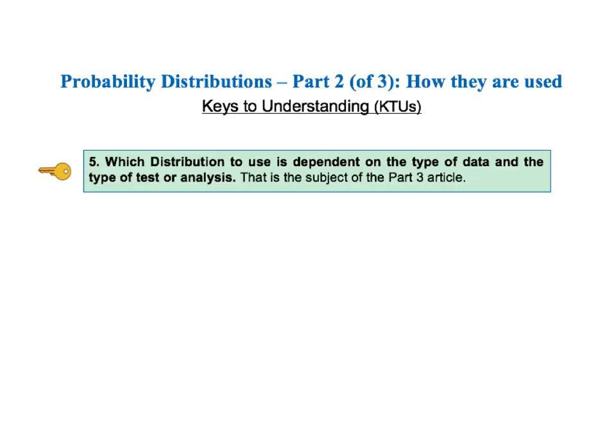The final key to understanding says which distribution to use is dependent on the type of data and the type of test or analysis, and that is the subject of the Part 3 article. We said earlier that certain distributions would work with discrete or count data, others work with continuous data, and others work with both. You could use some distributions when working with the means, and others when working with standard deviations. Some distributions work with proportions. You would use a different one when working with time intervals. And all this will be explained in the Part 3 video.